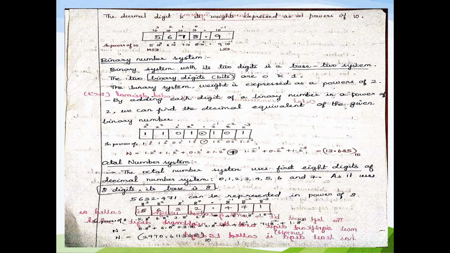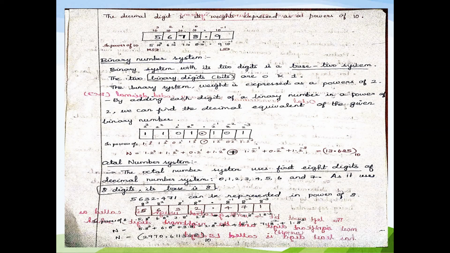Next we shall move on to the binary number system. The binary number system with 2 digits is called the base 2 system. The two binary digits are 0 and 1. By adding each digit of the binary number multiplied by its power of 2, we can form the decimal equivalent of the number.